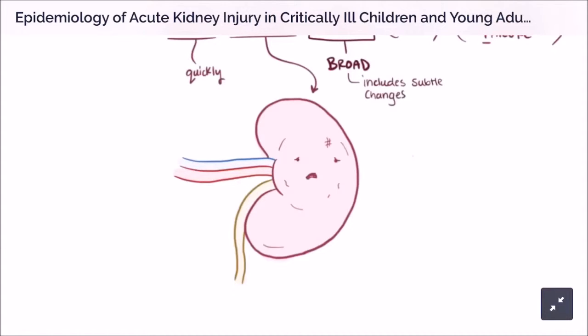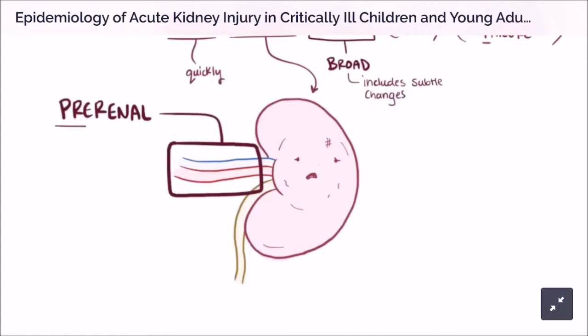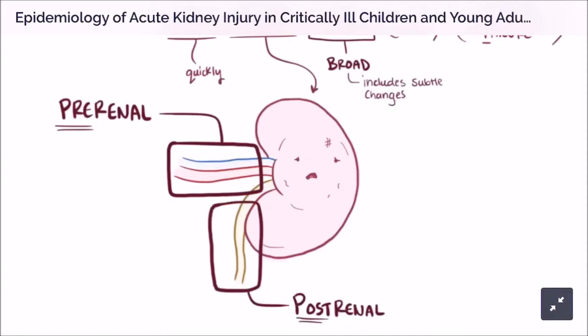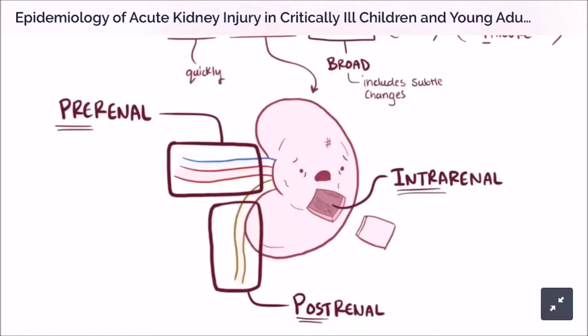AKI can essentially be split into three types: pre-renal AKI, meaning the cause of the kidney injury is coming before the kidneys; post-renal AKI, meaning after the kidneys; or intrarenal AKI, meaning within the kidneys.